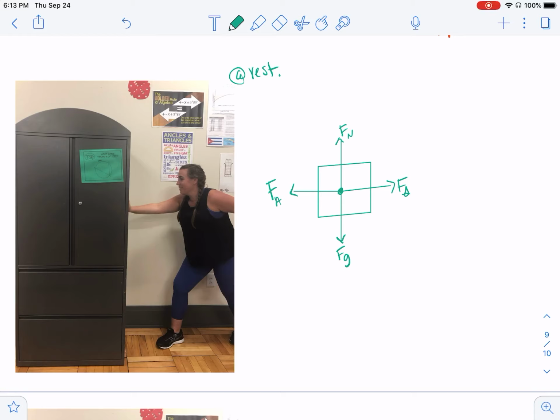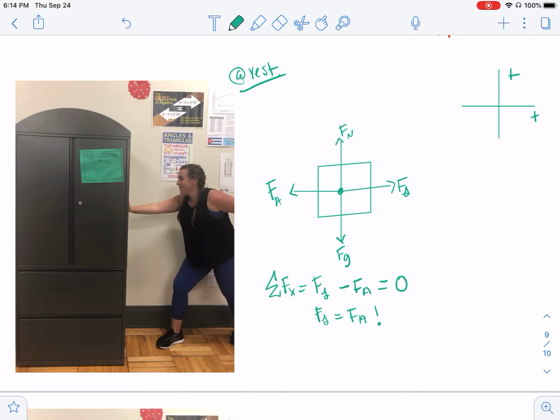So therefore, I can do my sum of forces. As always, go ahead and label your positives and your negatives. So I'm going to say the force of static, because that's in the positive direction, minus the force applied, because that is in the negative direction, is equal to 0. And I can do that because it's at rest. Therefore, we're saying the force static equals the force applied.